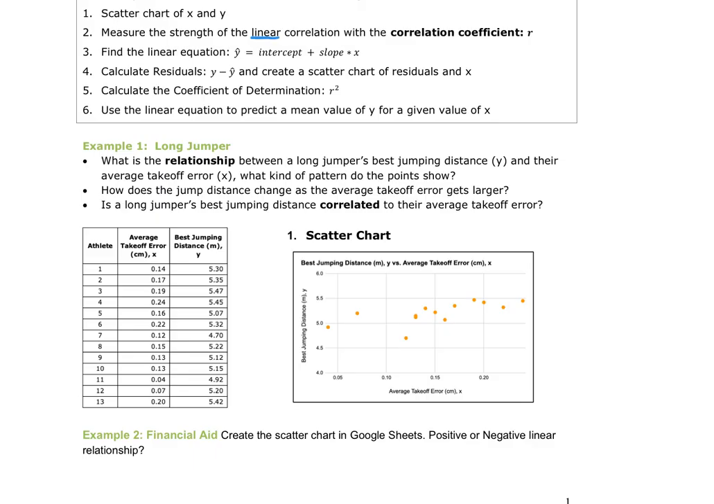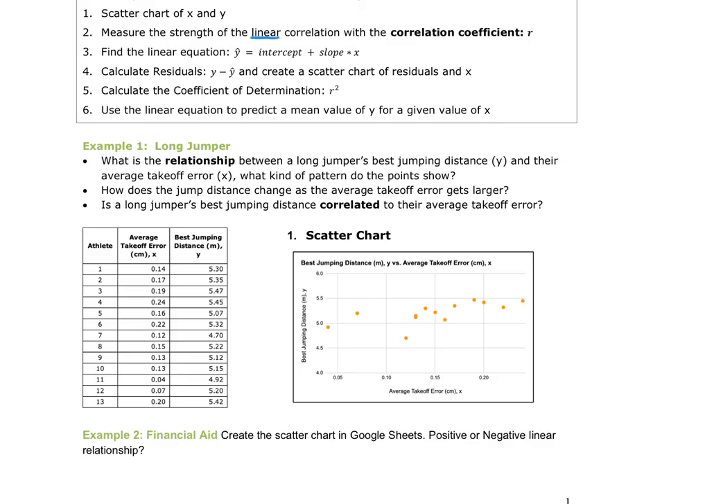So we have an example about long jumpers, and we want to know the relationship between a long jumper's best jumping distance, we're calling that y, the response variable, and their average takeoff error, we're calling that x, the explanatory variable. And then what kind of pattern do the points show? Another way to say that is how does the jump distance change as average takeoff error gets longer? Another way to say that is, is a long jumper's best jumping distance correlated to their average takeoff error?